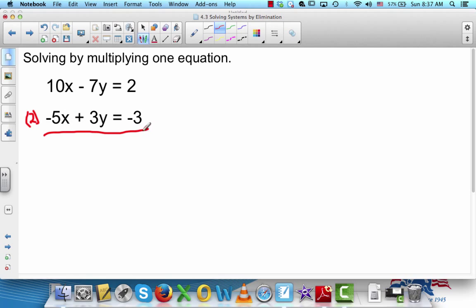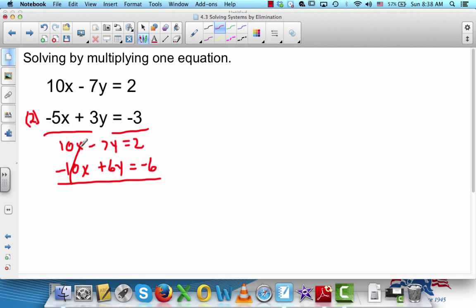And I find it to be very helpful to rewrite both equations because it's easier to make mistakes if you take shortcuts. So we write 10x minus 7y equals 2. Now we're going to multiply everything in the equation by 2. So that gives us negative 10x. 2 times 3y gives us 6y. And 2 times negative 3 gives us negative 6.